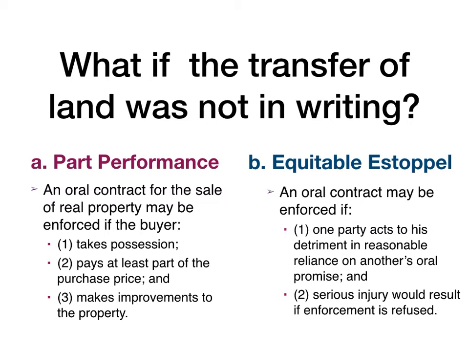So the common fact pattern that you'll see with equitable estoppel is perhaps a buyer, in reliance on the seller's promise, sells the house that they currently live in. And so that would be detrimental reliance, right? They would then have to show that serious injury would result from them not being able to purchase the property from the seller, right?